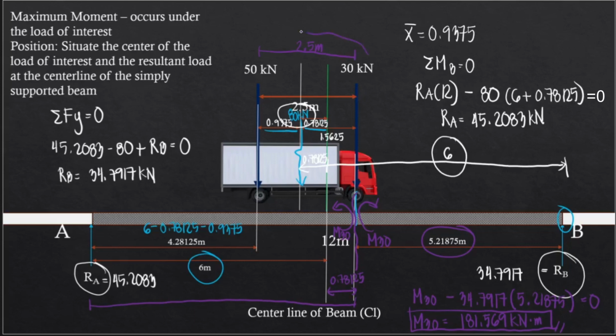Now, if you don't want this one, another way is to mirror the loads. You can exchange these, and so the 30 kN load will be right here and here we have the 50 kN load. Then you can solve for the moment under the 30 kN load just by solving RA, and you will still get the same value of 181.569. That solely depends on you. But take note that if you mirror the loads, then you must also mirror the distances.